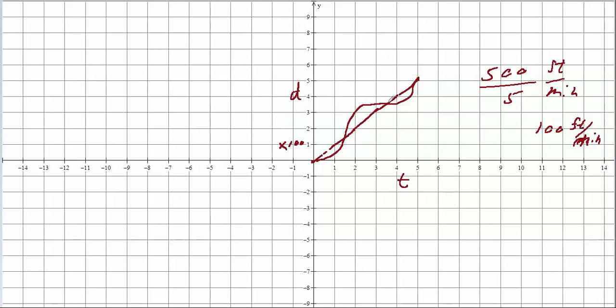In one case, his speed never varied. He just plodded along at exactly the same speed for 5 minutes and went 500 feet. In this case, he went all kinds of different speeds. Who knows what he was doing? But he wound up at the same spot. If we connect those 2 points and compute the slope, that will give us his average speed. And this is true in many, many cases, and even more than that.